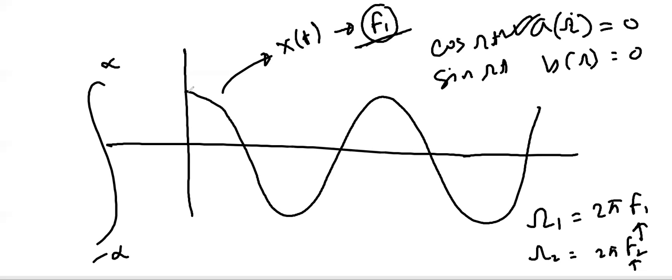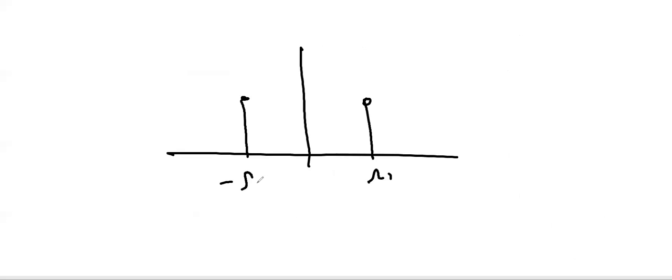So for this kind of single frequency component, of course you get a single frequency output in the frequency domain, as we have shown: this is for omega 1 and this is for minus omega 1. But if there are multiple frequencies, definitely you will get multiple stems in the output.